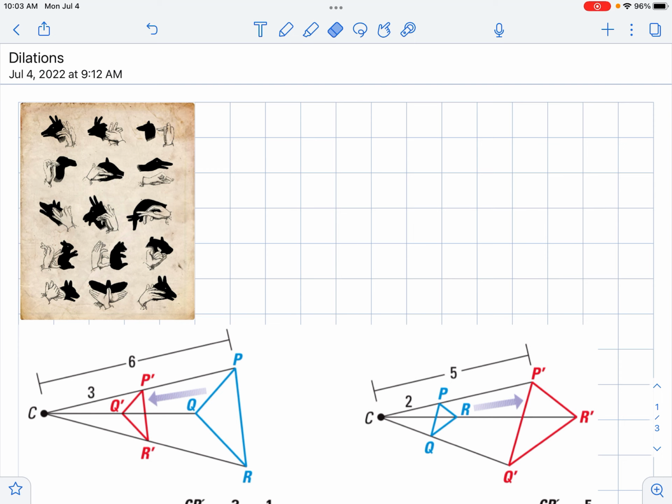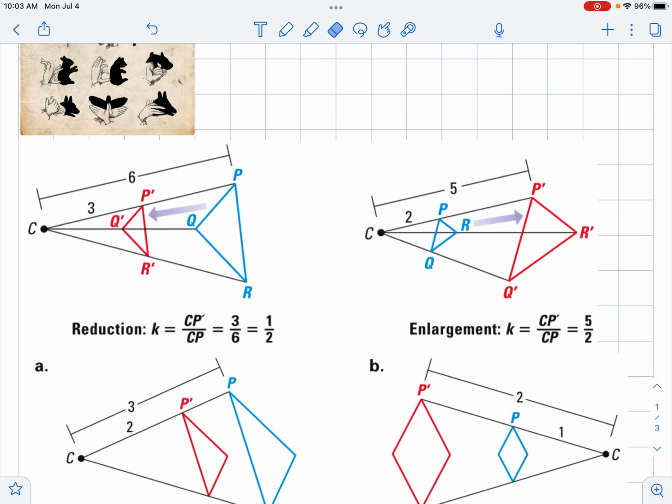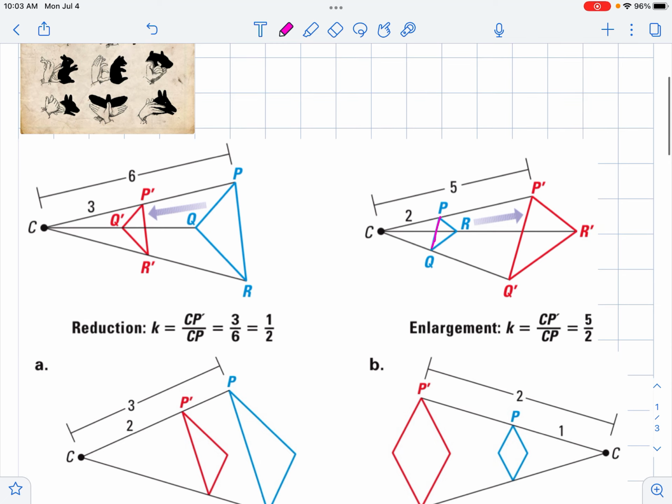To look at a more mathematical example, let's consider this right here. What we've got is the blue triangle PQR, and then we've got this red one over here. Notice here I've got P, and up here I've got P prime. So P and P prime. What we want to do is think of that center point, C, as a flashlight. It shines against this triangle, and I get P prime, Q prime, and R prime.